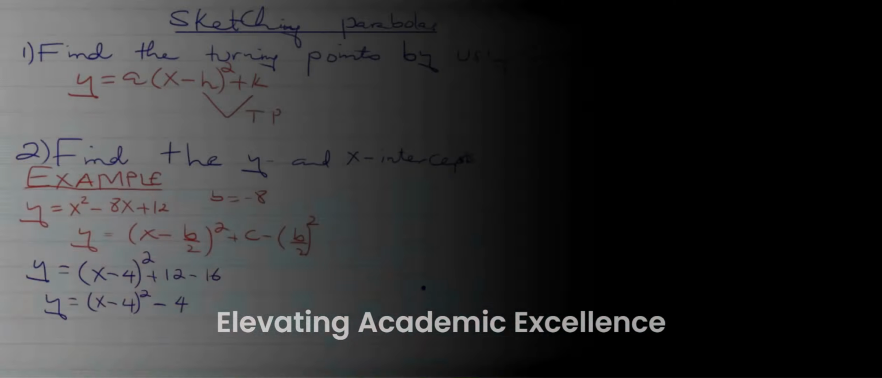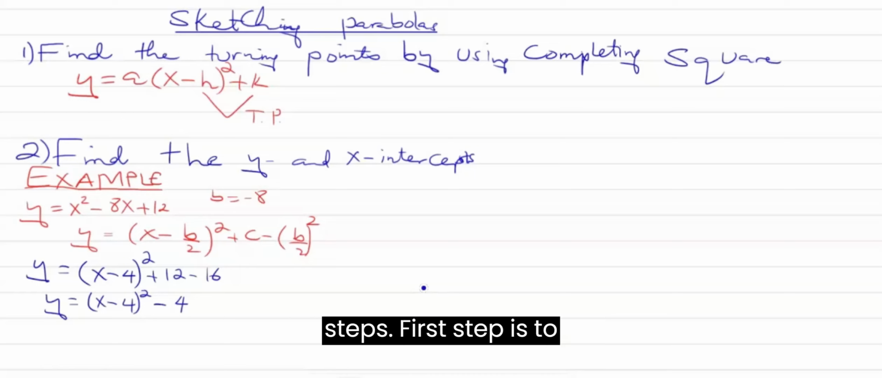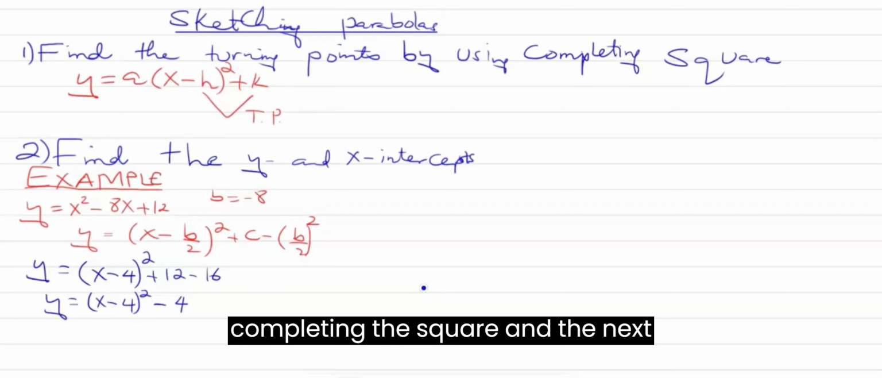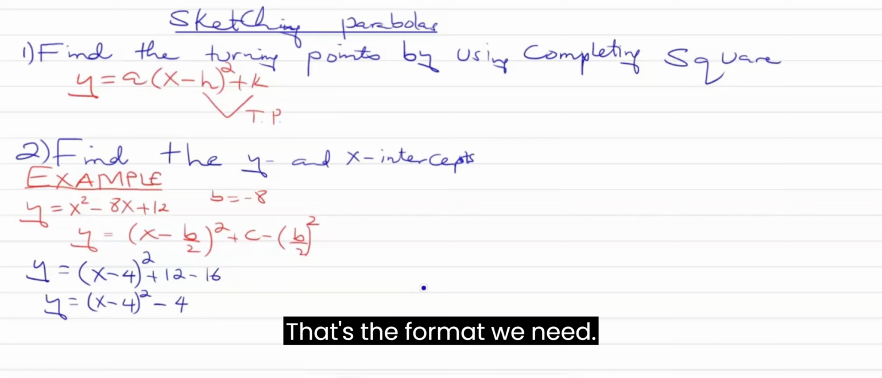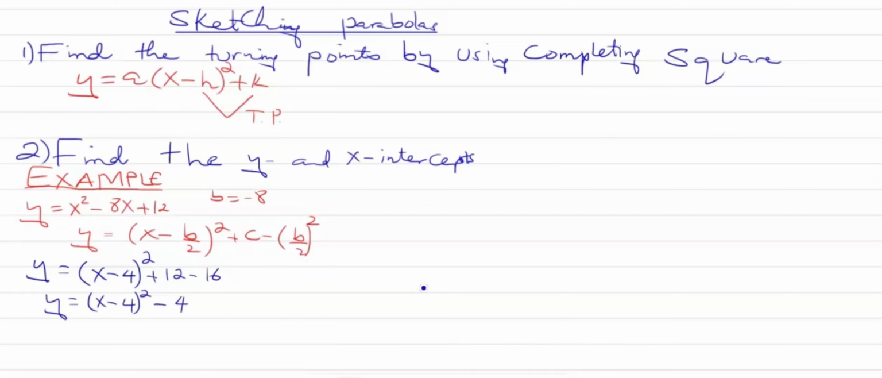Sketching parabolas needs two steps. The first step is to find the turning point by completing the square, and the next step is to find the x and y intercepts. Alright, let's have a look at this example. This is the format we need. The h and k are both the turning point.